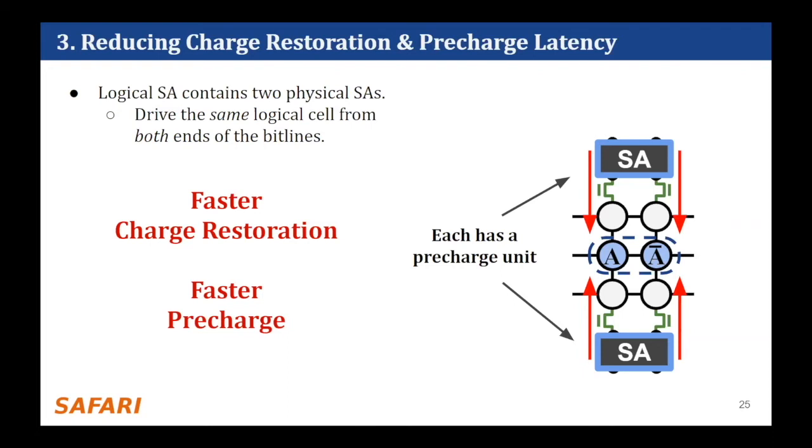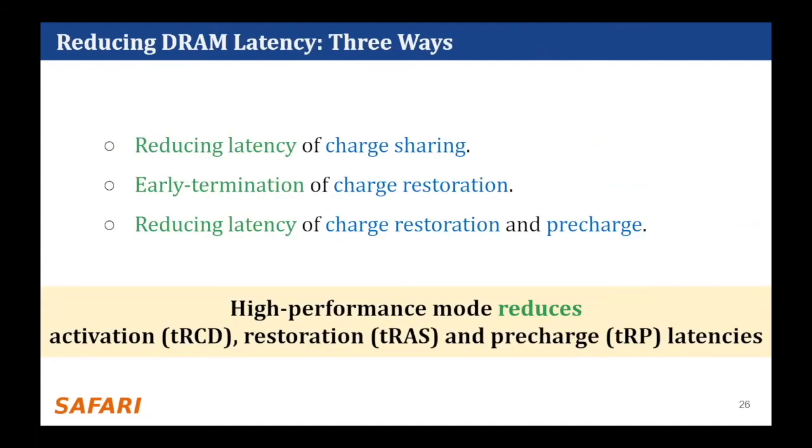The precharge latency is also reduced because two precharge units which are associated with the sense amplifiers are also coupled to precharge and equalize the bit lines together during the precharge process. As a result, by having the coupled operations of two DRAM cells as a single logical cell and two coupled sense amplifiers as a single logical sense amplifier, CLR-DRAM reduces these three major DRAM cell access timing parameters.